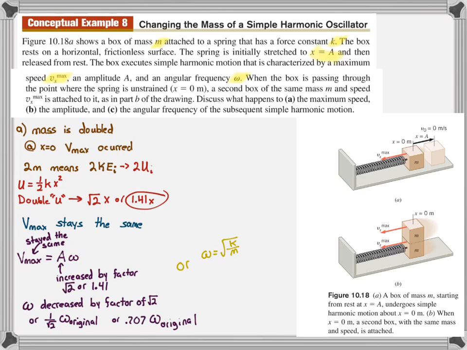You could have also done it by figuring out that the angular frequency equals the square root of k over m. The k is not going to change, but if you double the mass, the angular frequency is going to decrease by a factor of square root of 2. So we get the same answer, same results. And that's it.